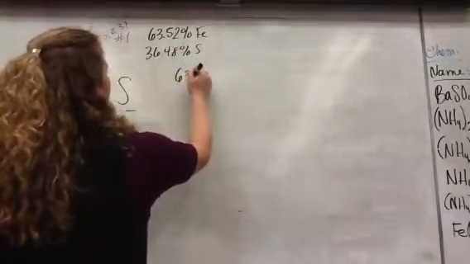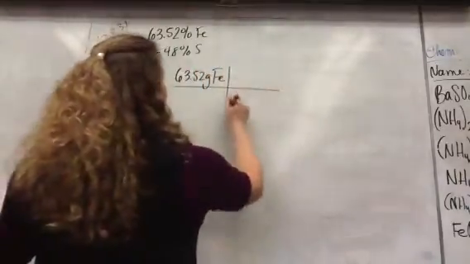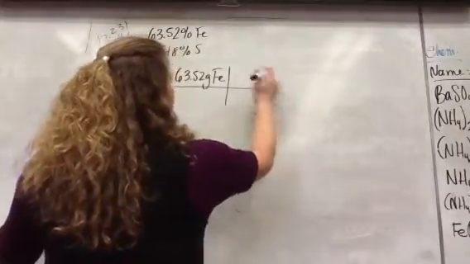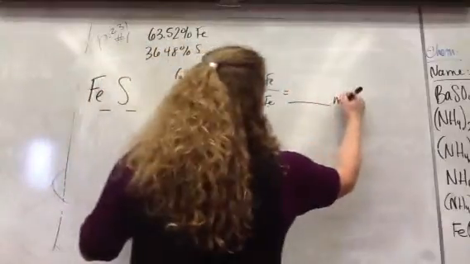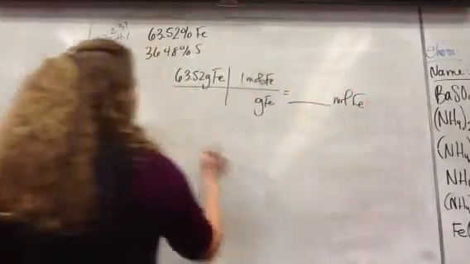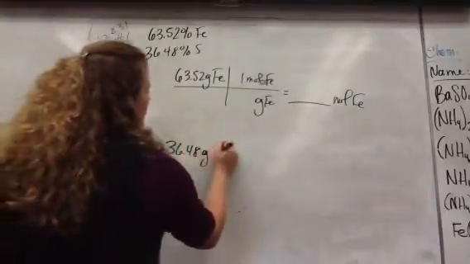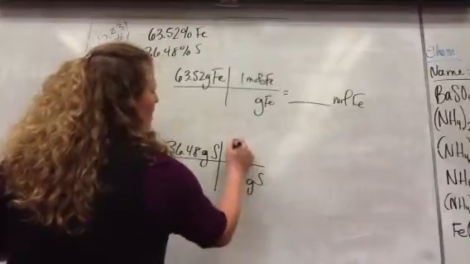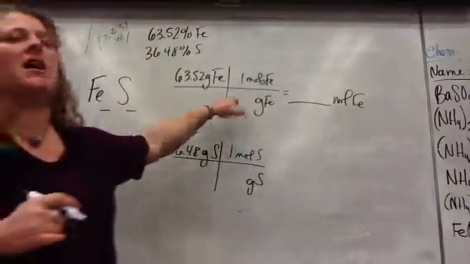We have 63.52 grams of iron. And a mole of iron. We want to know how many moles of iron that is. And we'll have 36.48 grams of sulfur. We want to know how many grams are in 1 mole of sulfur. So it's the molar mass of iron.